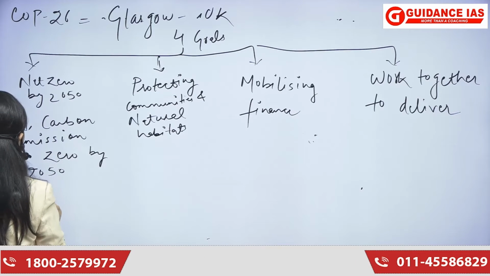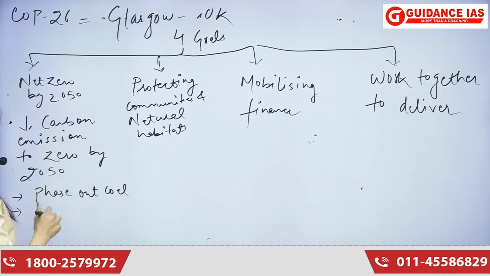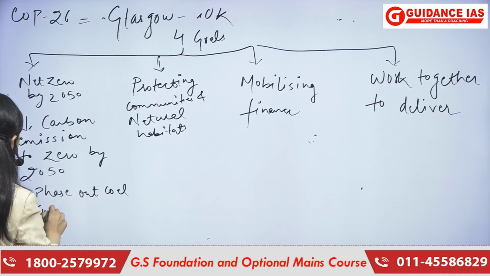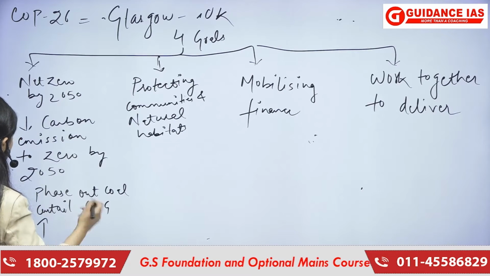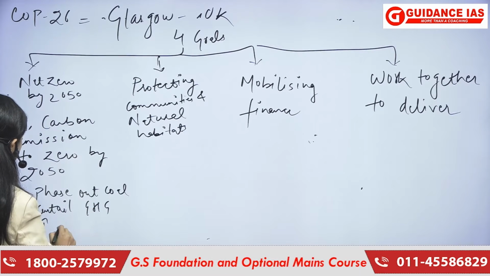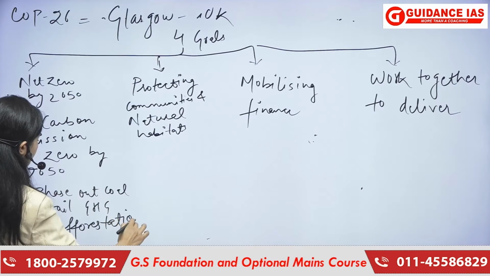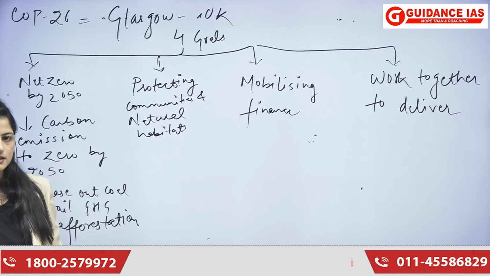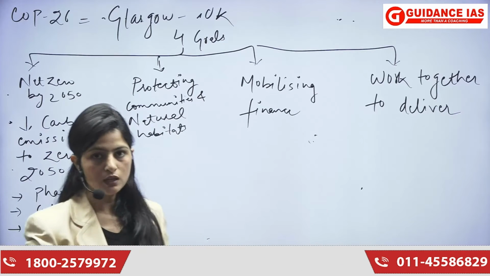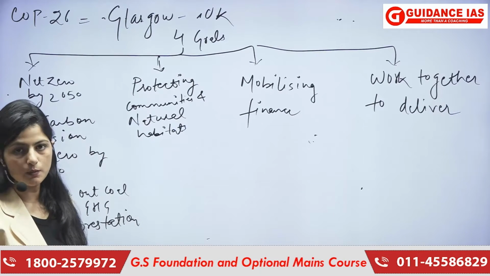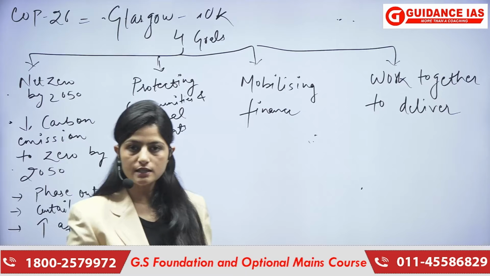Like, for example, we can phase out the use of coal, right? We can curtail the greenhouse gas emissions. We can promote or increase afforestation. Etc. There are a lot of ways through which we can reduce the carbon emissions and reach the global target of achieving net zero by 2050. These were the major goals we as a global community committed to at COP26.